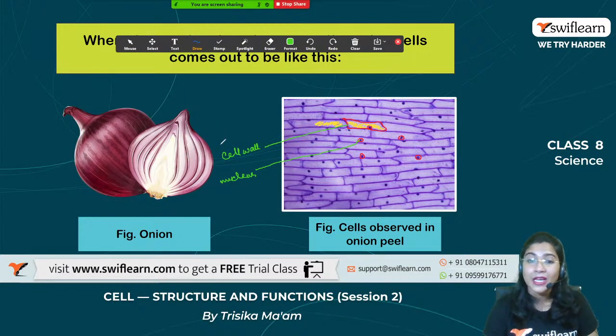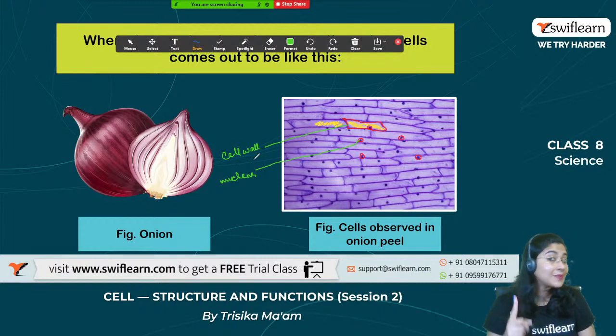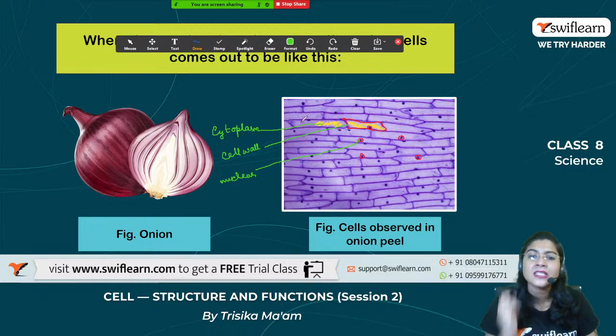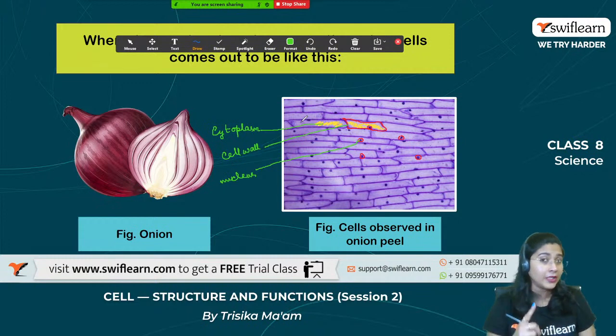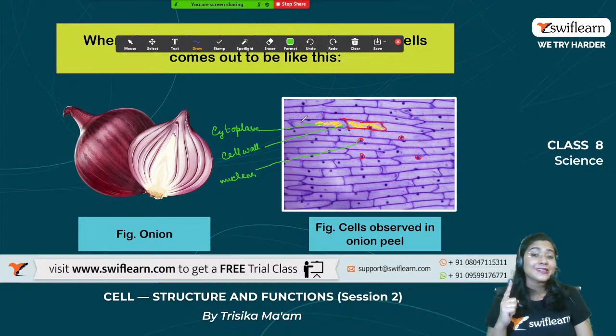So onion is a part of the plant, right? We all know that. And so the plant cell has its boundary as the cell wall. So the cell wall is only present in the plant cell, it is not present in the animal cell. I have already mentioned it, remember? Okay, and the jelly-like fluid which I have drawn in yellow color is the cytoplasm. And just beneath the cell wall, there is also the cell membrane. Always remember that the cell membrane is present in both plant cells as well as animal cells.